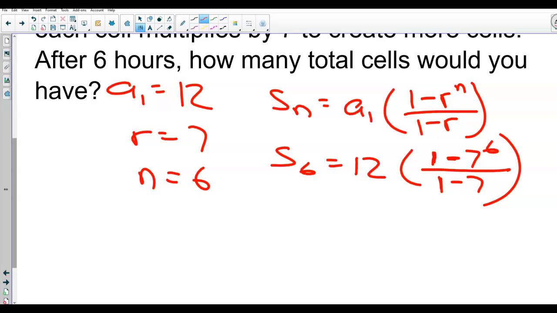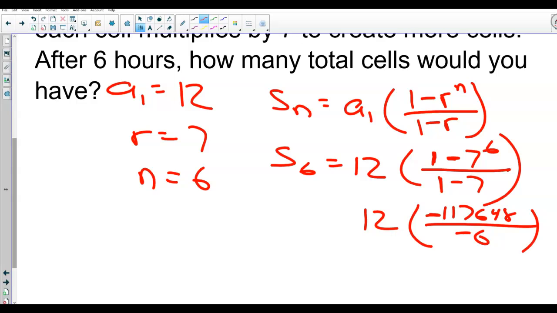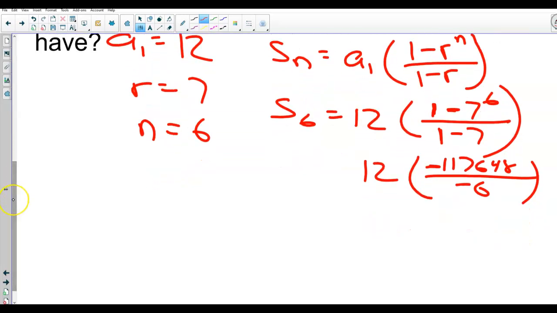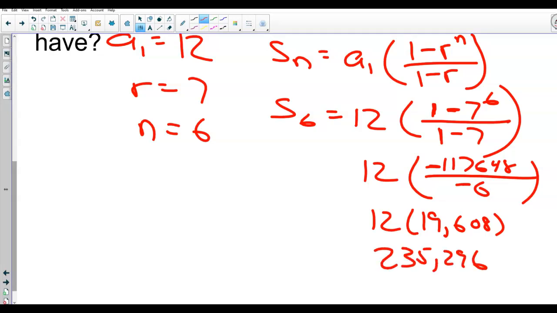I would go in this order. I would do 1 minus 7 to the 6th. So 1 minus 7 to the 6th power, it's going to be a pretty high number, negative 117,648, divided by a negative 6, and that'll turn it back positive. So we divide by a negative 6, we get 19,608. And I multiply that number by 12. So there are now 235,296 cells.